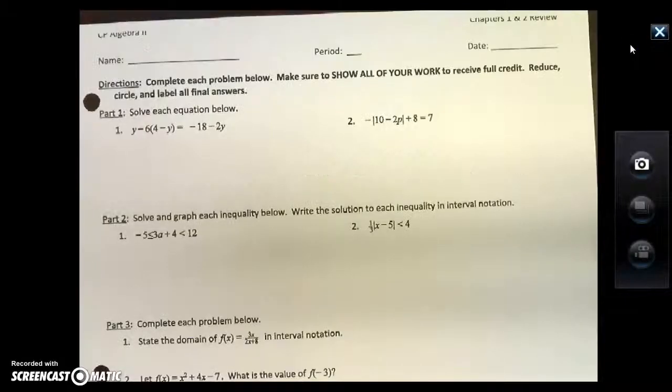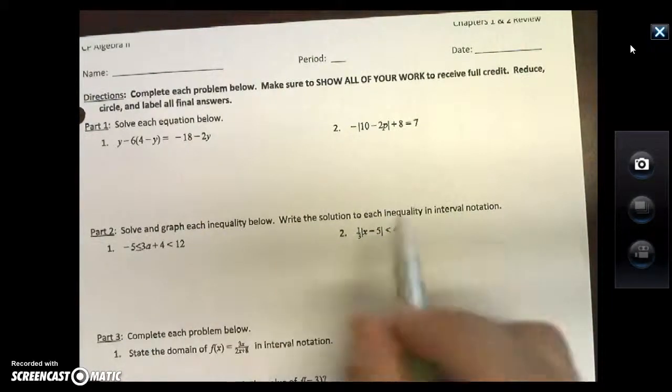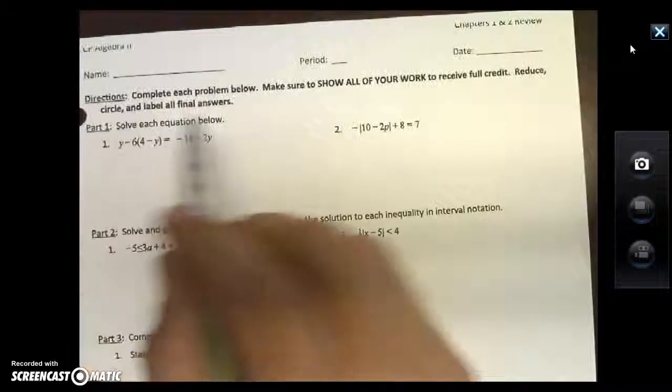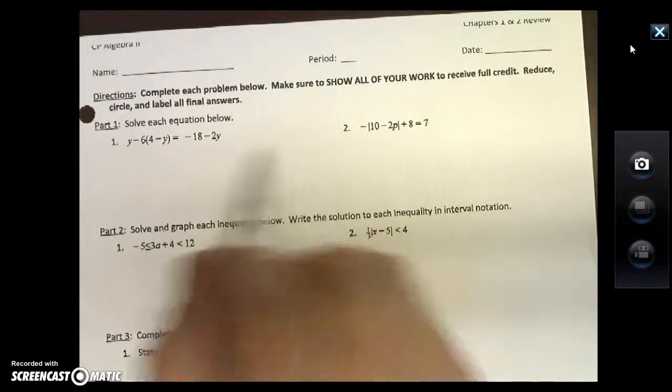Alright guys, welcome back. This is our chapter 1 and 2 review. Okay, so we're putting everything together now. Let's get to it. Complete each problem below. Make sure to show all your work to receive full credit, reduce circle, and label all final answers.